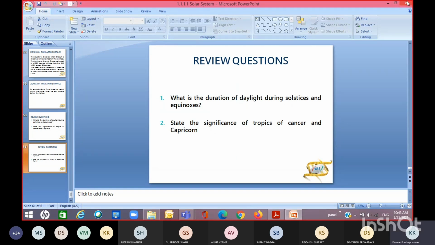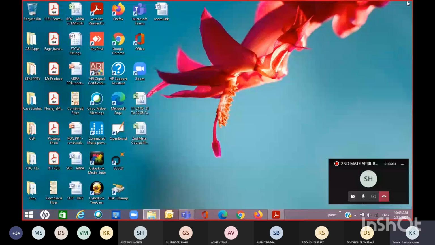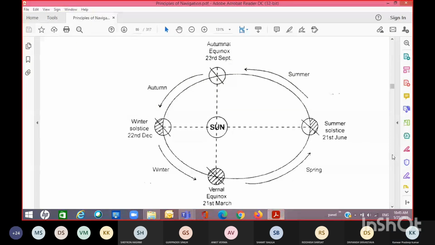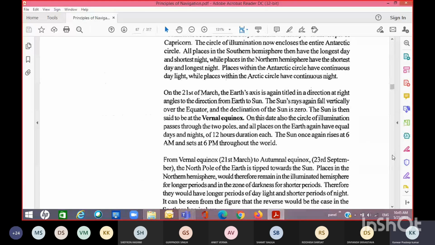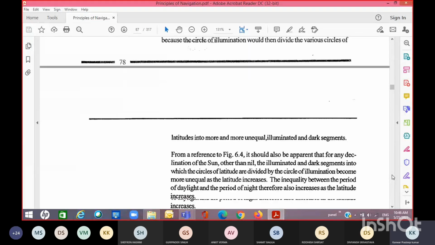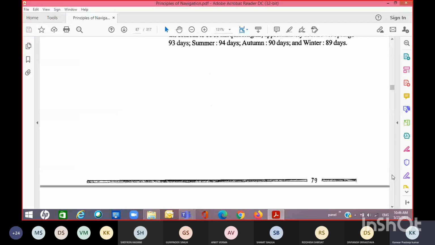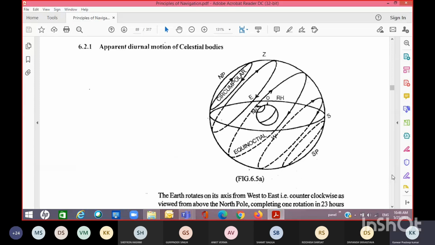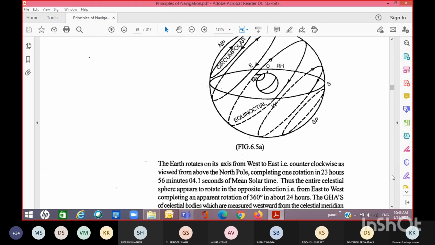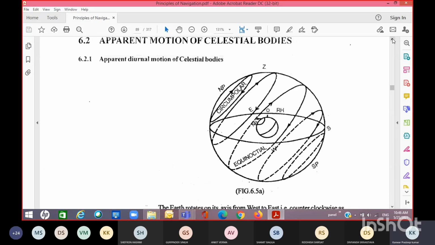Okay, so that brings us to the end of seasons. Any questions, gentlemen? Whichever side I take you, it will be the same pictures, referring to the same thing again and again. Here I can try and show you. Can you see my screen?